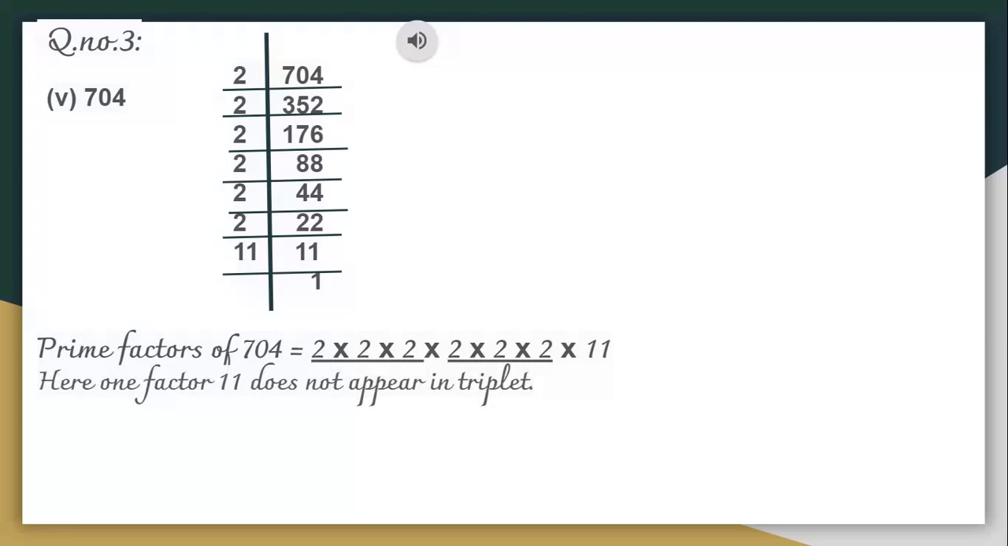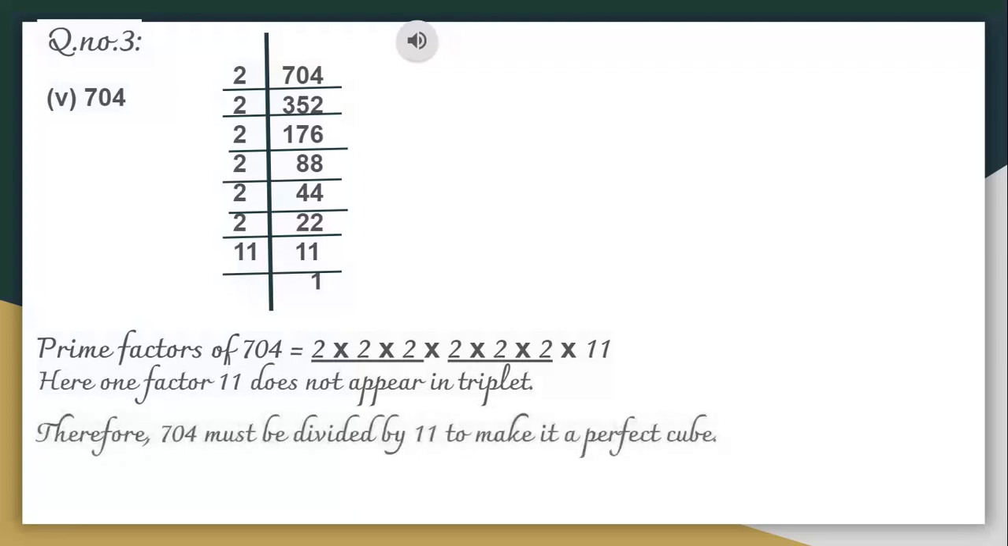So here one factor 11 does not appear in triplet. Therefore 704 must be divided by 11 to make it a perfect cube. So 704 divided by 11 is equal to 64. So 64 is the cube of 4, isn't it? So then what is the answer? The answer is 11.